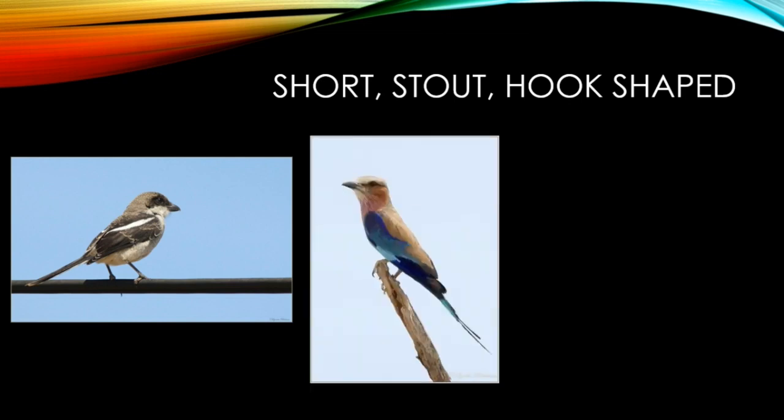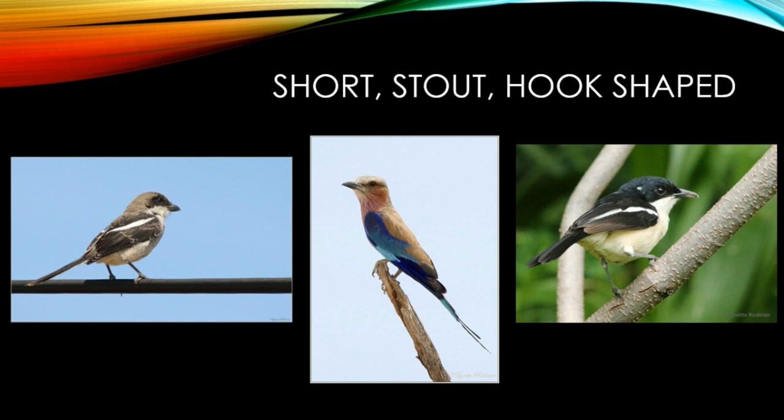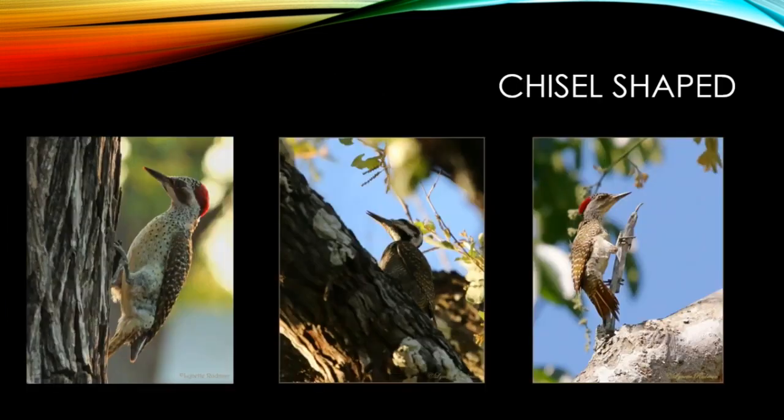Right, chisel-shaped. That's also quite a standard shape for woodpeckers. You can see it's a straight beak, but it's got a lot more bulk to it, as opposed to the probers, which tend to have a slightly thinner beak. So the woodpeckers tend to fall under this group.